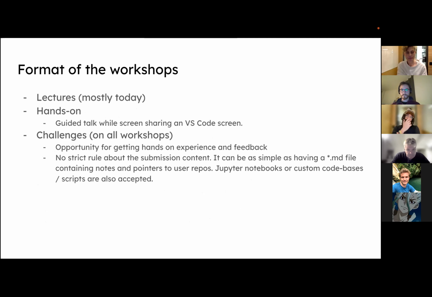And one thing that we are introducing, as Peter has said, is that we are going to have some challenges. Each workshop is going to have some. It's a great way to get hands-on experience and feedback. I'm going to explain shortly how it works. There is no strict rule on how to submit. They can be markdown files, they can be Jupyter notebooks. If you want to fork the repo, you can, for example, just write a markdown file and put a link. It's really an opportunity for getting that experience and feedback.